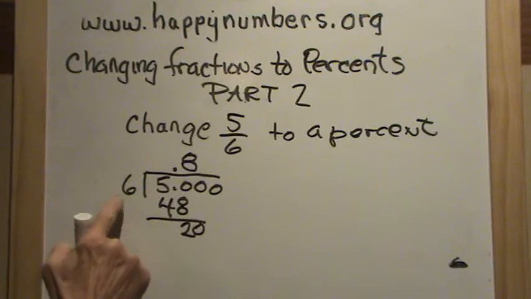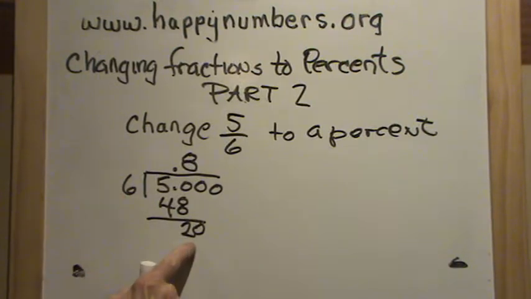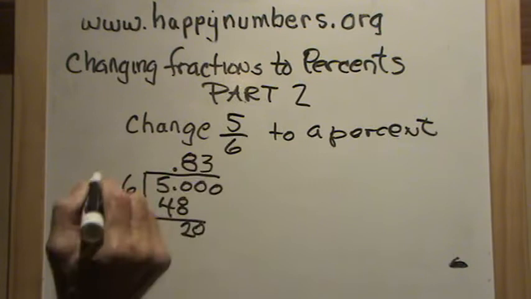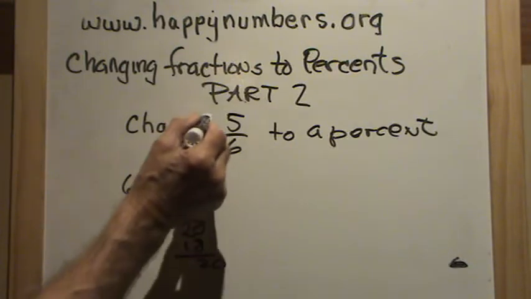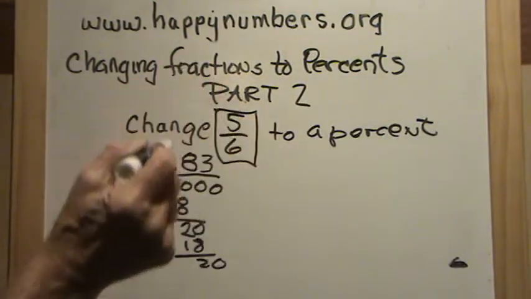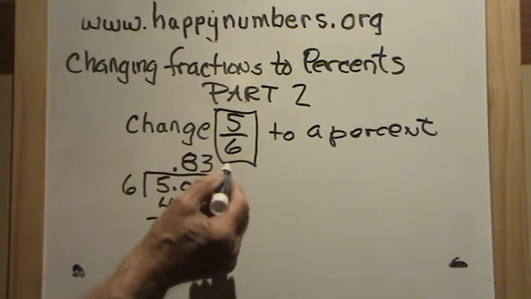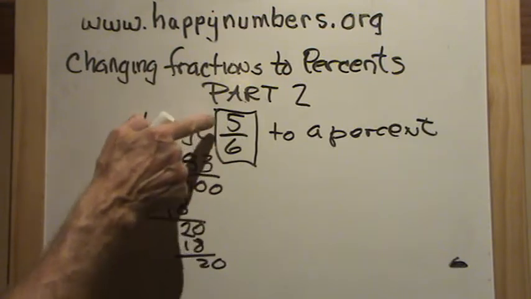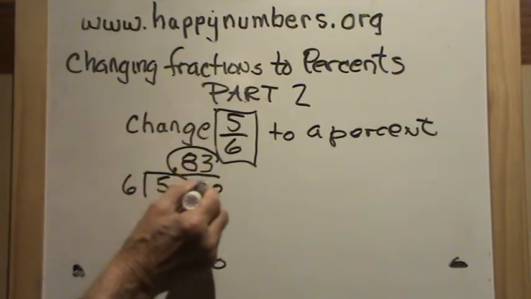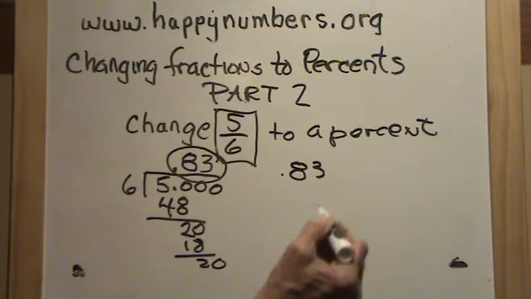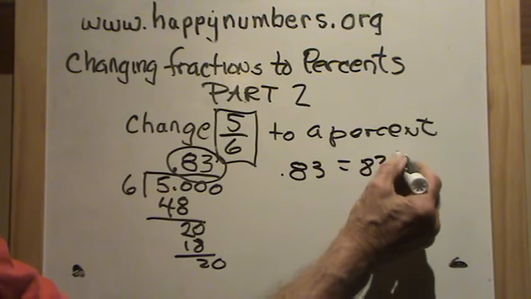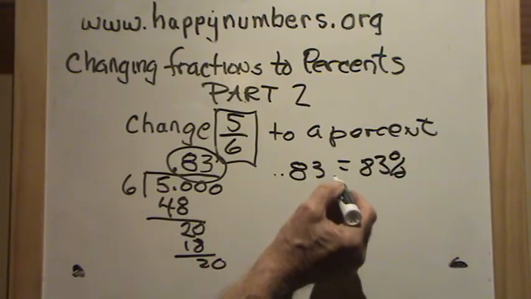Bring down a 0. 6 will go into 20 3 times. 3 times 6 is 18. Subtract 20. And so the 20 will keep going. So we can stop here. So we have changed the fraction 5/6 into a decimal fraction, 83/100ths. And now we know how to change our decimal fraction into a percent. We just move 2 decimal places to the right.